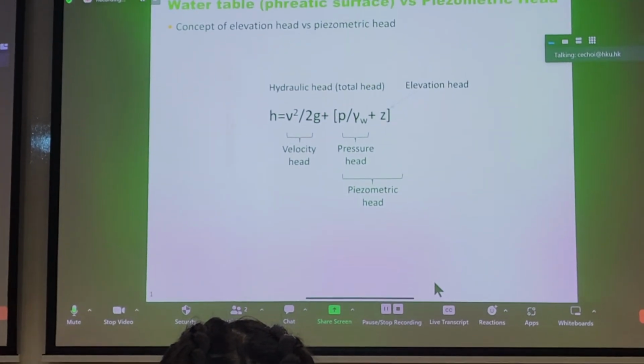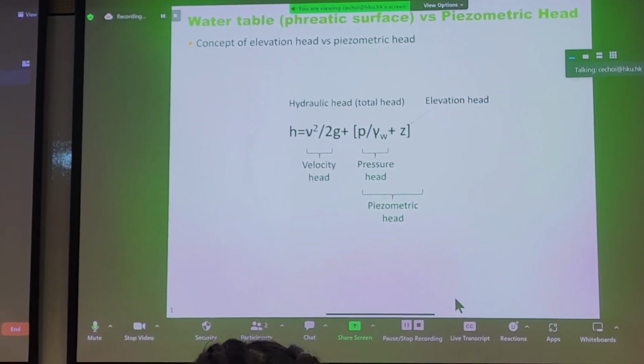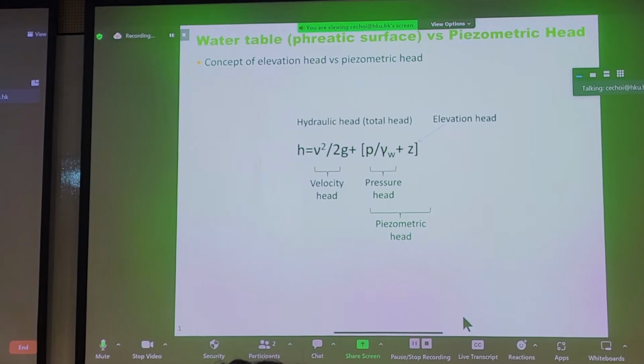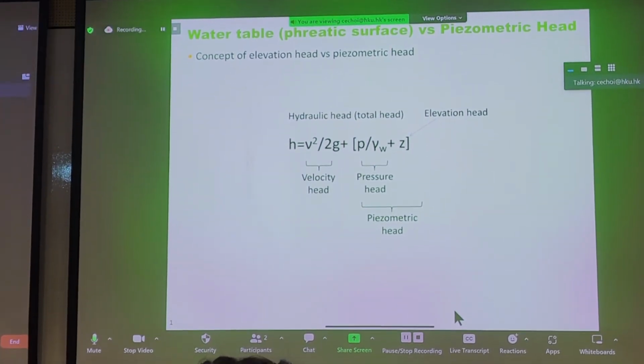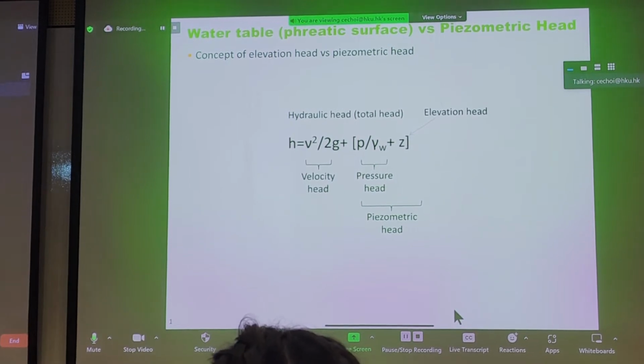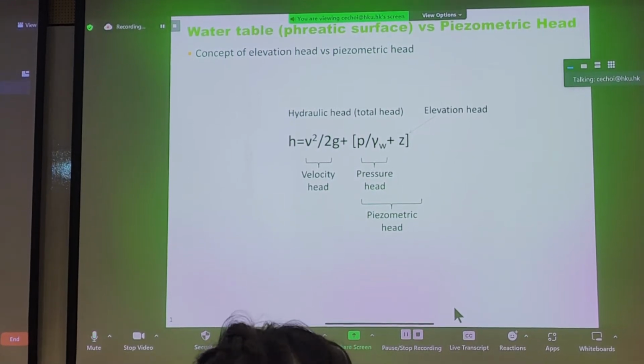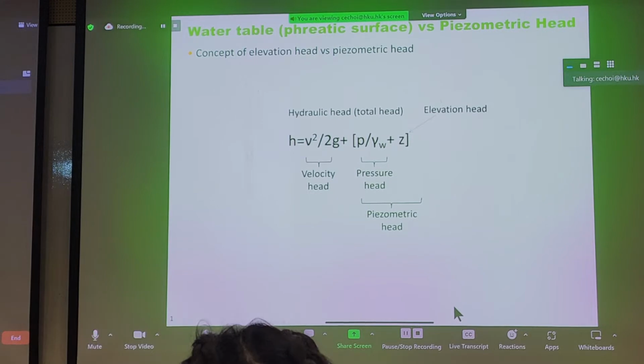Dewatering is quite a popular way to improve the ground for any geotechnical works. So I want to spend a bit of time on that. There were some questions raised by students afterwards regarding the differences between piezometer and standpipe. This is a common misconception that these are the same instruments.